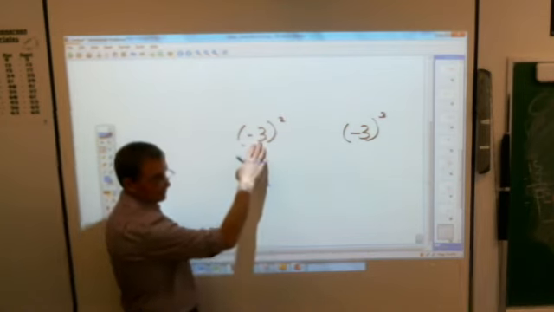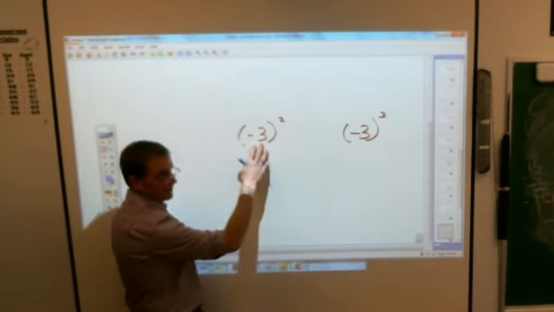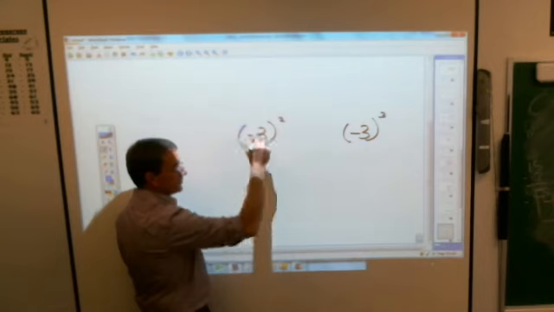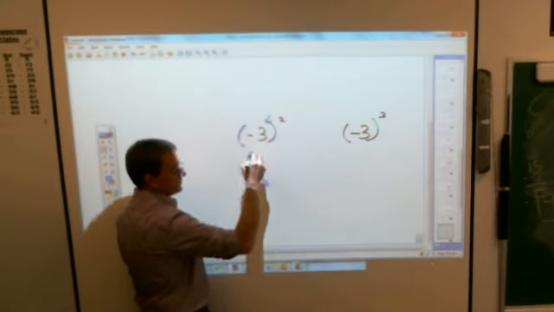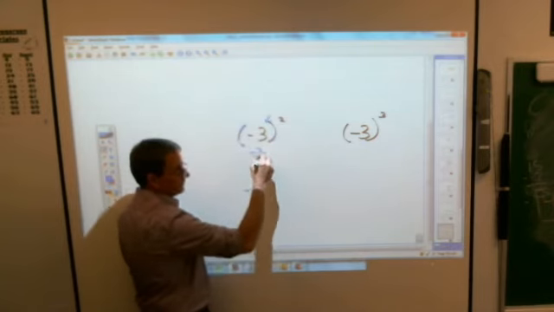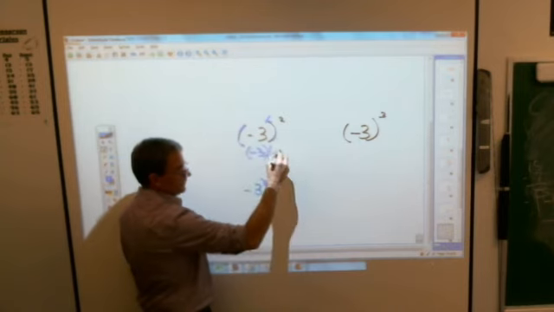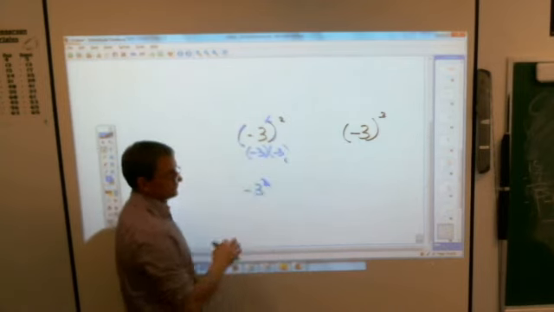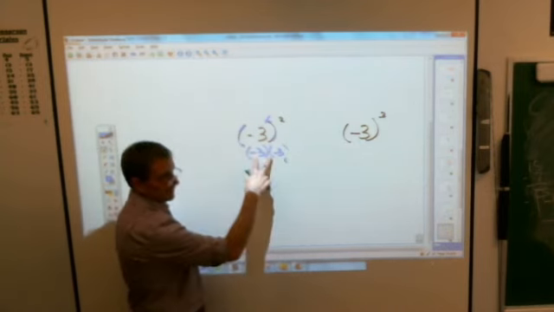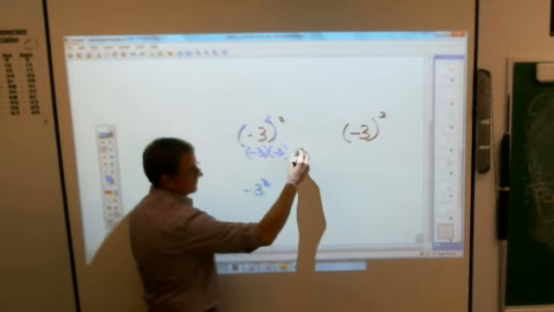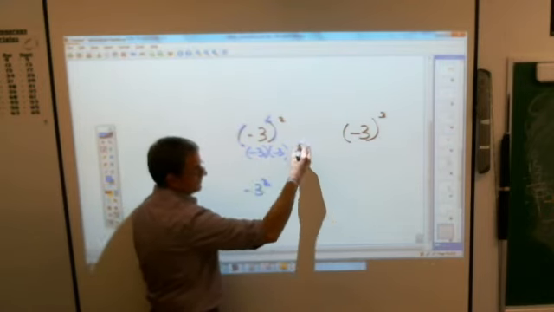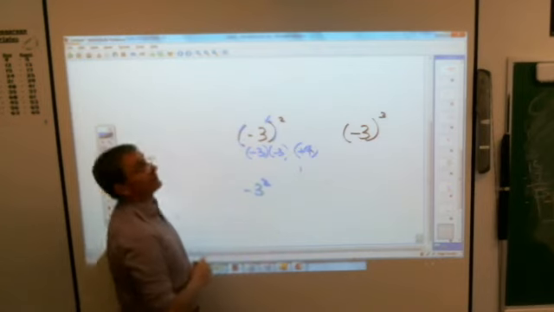First of all, let's look at this one. What would be the answer to this? And here's what you have to think about. Whatever, this squared goes with whatever's in the parentheses. So it is a negative 3 times a negative 3. Same sign, so my answer ends up being positive 9.